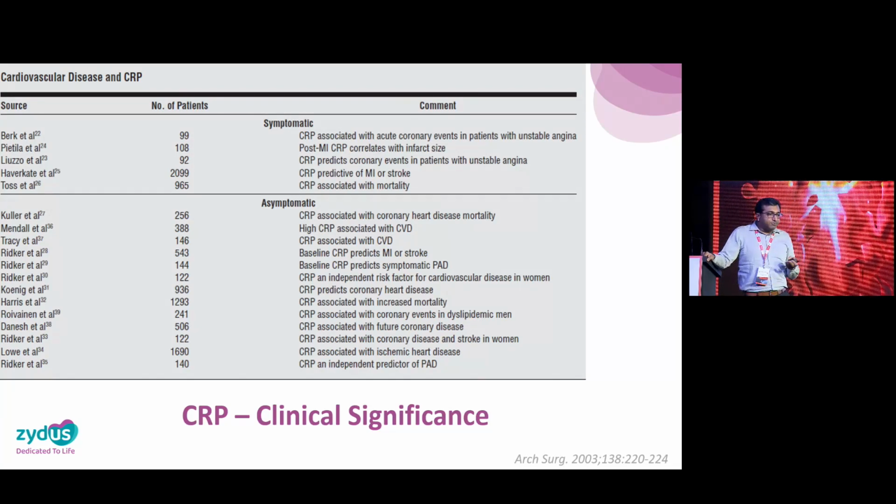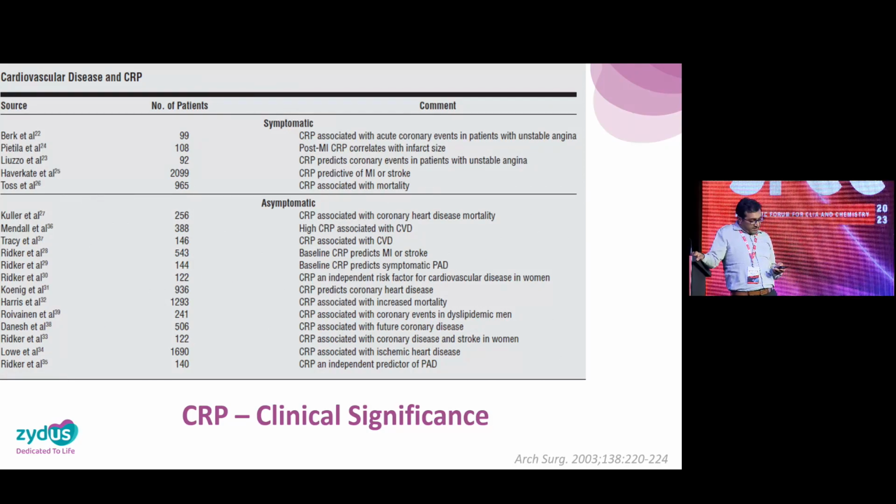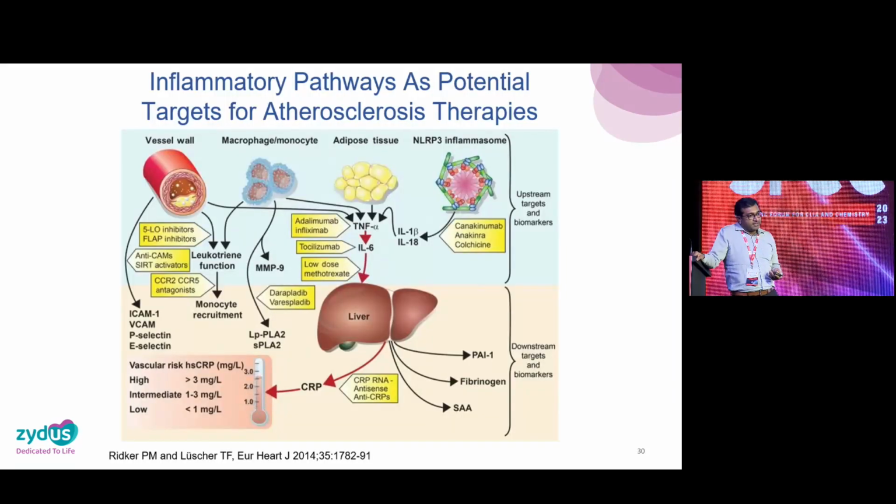So these are in symptomatic patients, and in asymptomatic patients also CRP or HS-CRP is directly correlated with the cardiac event or peripheral arterial disease also. This paper indicates that it is an independent predictor of peripheral arterial disease.